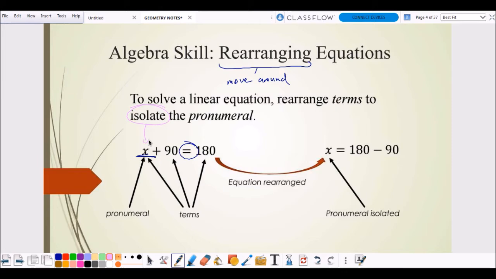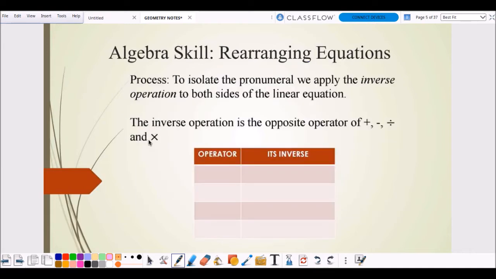So there's a couple of things I said there. An equation looks like this: it's got to have an equal sign and some sort of unknown. And you need to be able to rearrange, so move it around so that the unknown is by itself. That's what we're trying to aim for. We're trying to isolate it, make it by itself.